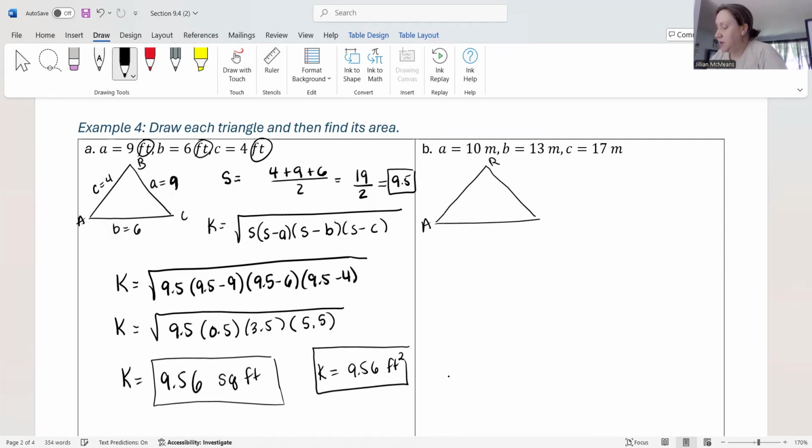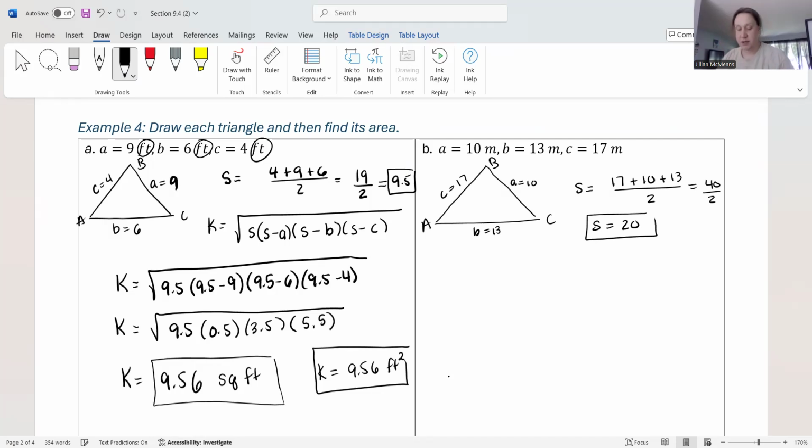So angle A, B, and C as I normally do. And then little a is 10, little b is 13, and little c is 17. And the very first thing we want to do is find the semi-perimeter. Okay? So little s equals 17 plus 10 plus 13 all over 2. So let's see, 17 plus 13 is 30, plus 10 is 40. So this is going to be 40 divided by 2, or just 20. So we can say the semi-perimeter here is 20.